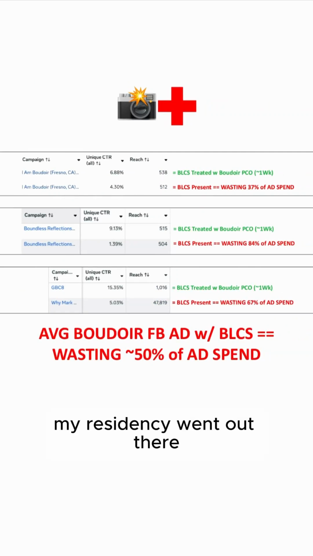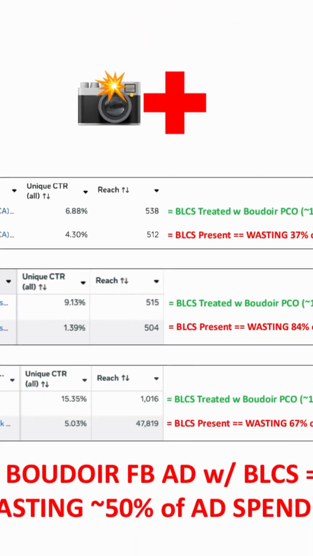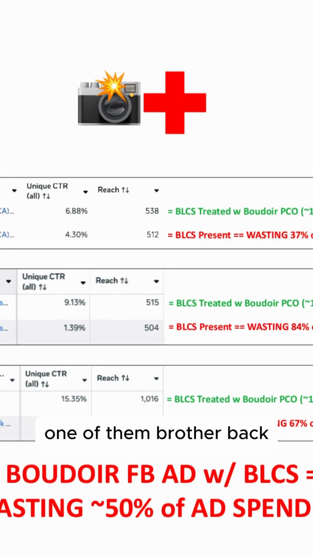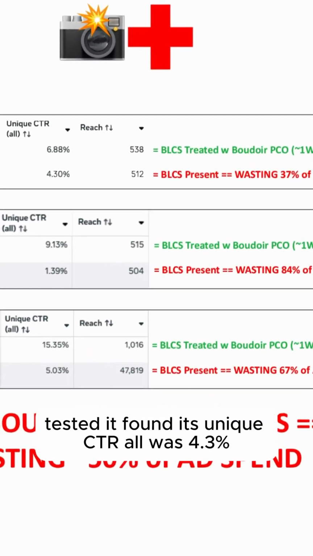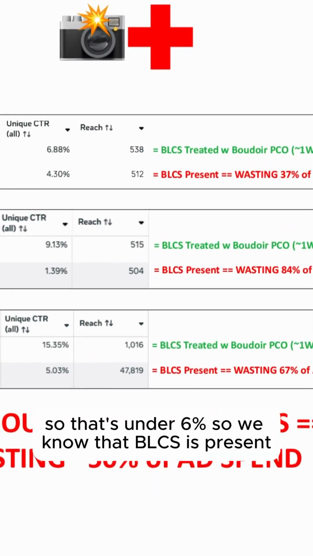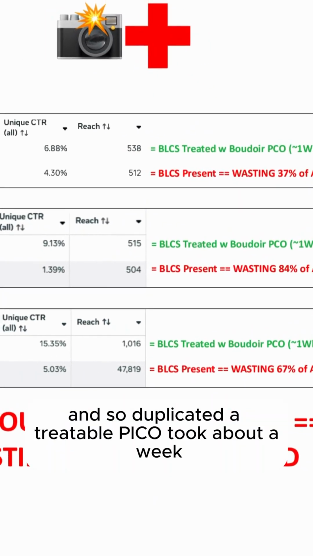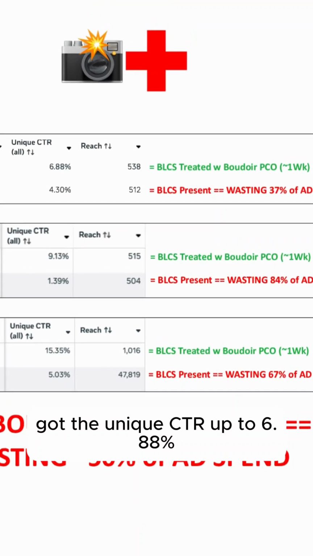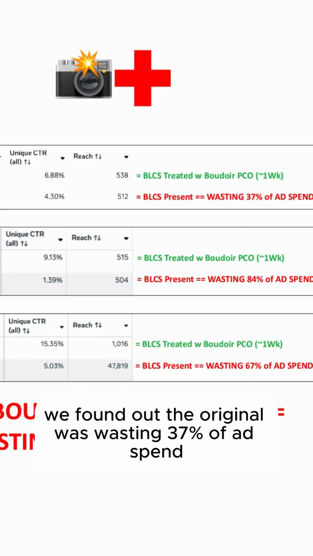Now, my residency went out there, found some Boudoir Facebook ads out in the wild, and brought them back to the hospital. One of them we tested and found its unique CTR all was 4.3%. That's under 6%, so we know that BLCS is present. So we duplicated it and treated it with Boudoir Pico. It took about a week, and we got the unique CTR all up to 6.88%. So we found out the original was wasting 37% of ad spend.